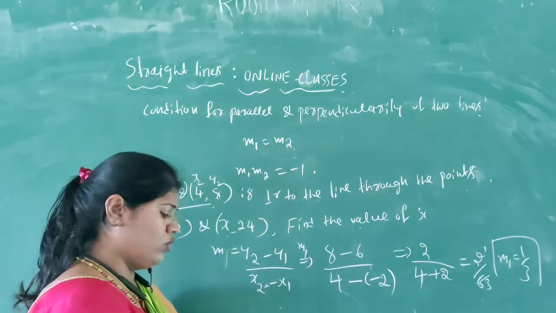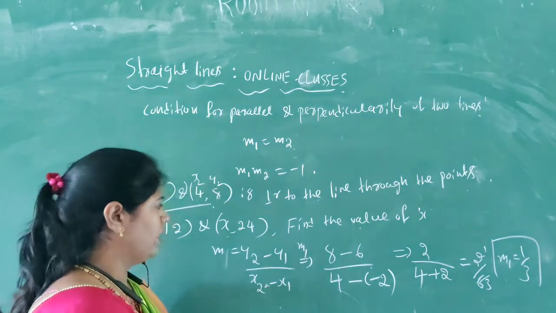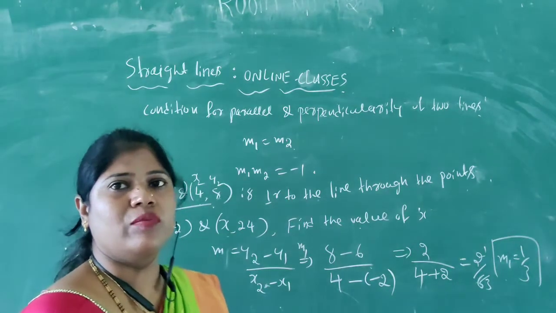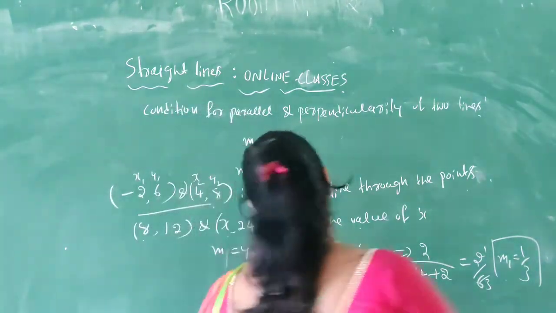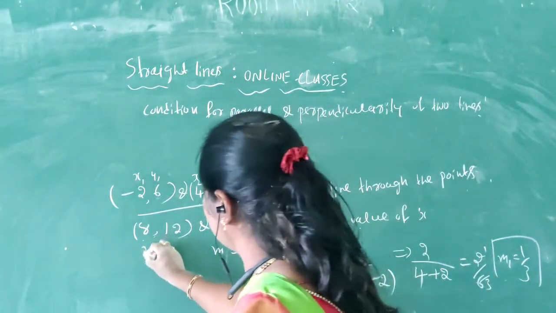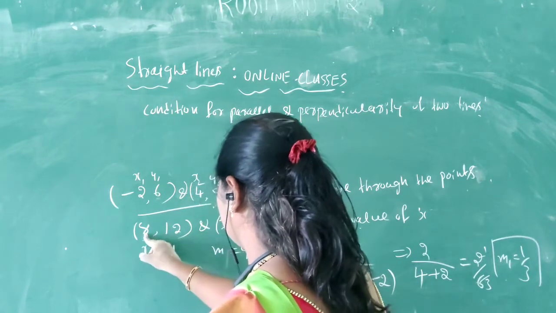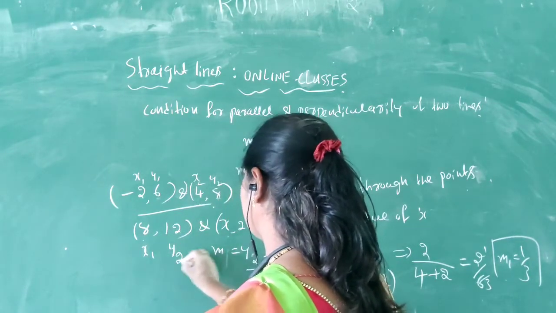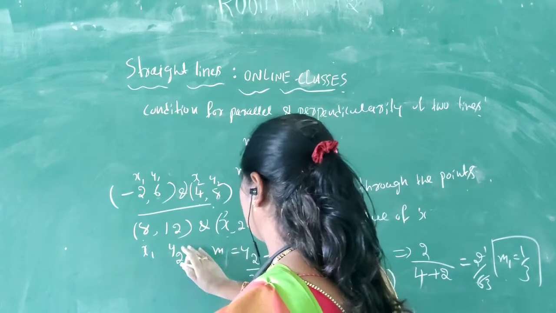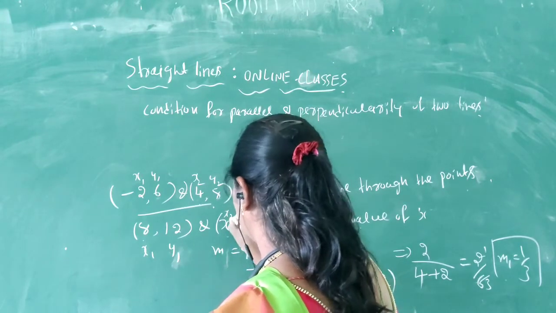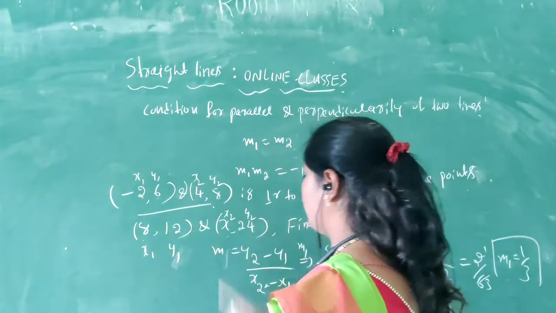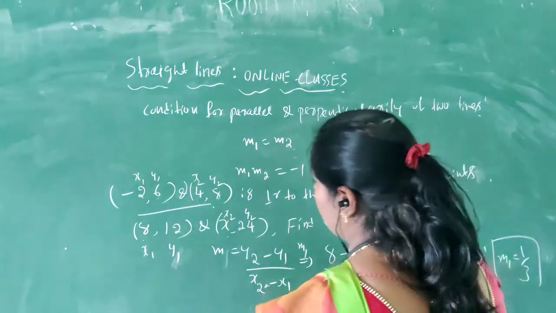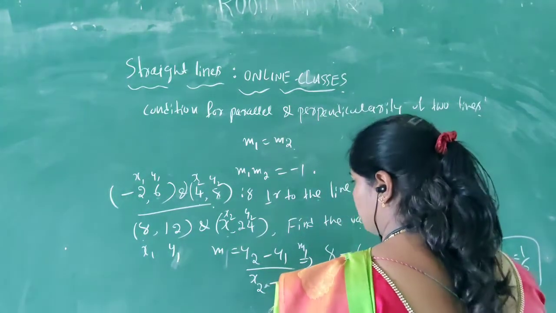We have got m1 is equal to 1 by 3. Similarly, we need to find out the slope of the line joining the points (8, 12) and (x, 24), where these are x1, y1, x2, y2.